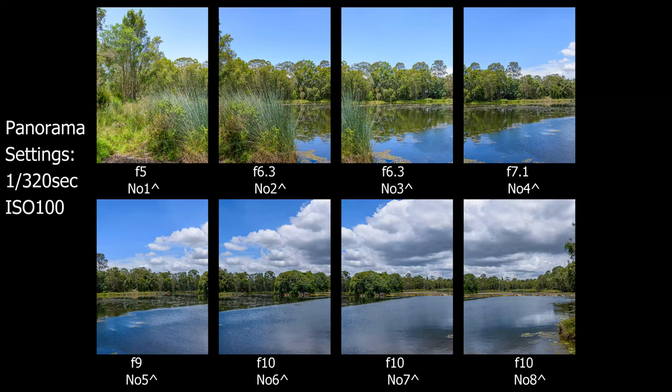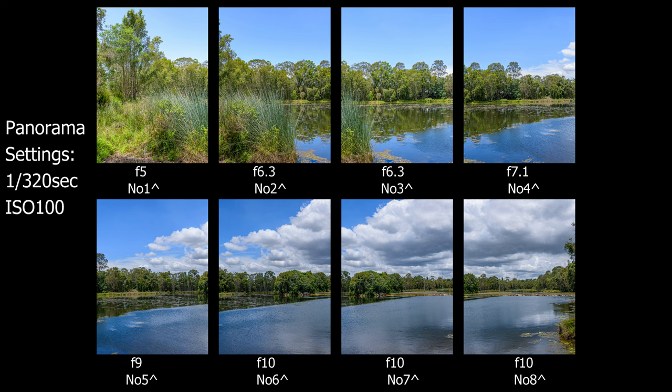So this is the first panorama taken in shutter priority. You can see I set my shutter speed to 1/320th of a second and the ISO was 100. Now look at the first image here. Like I stated in the video, it was going to be very dark, so my aperture had to open up to f5 to let in a lot of light. And as we go along each frame, it's getting brighter, so the aperture closes down to let in less light. So I went from f5 to f6.3, f7.1, f9, f10.